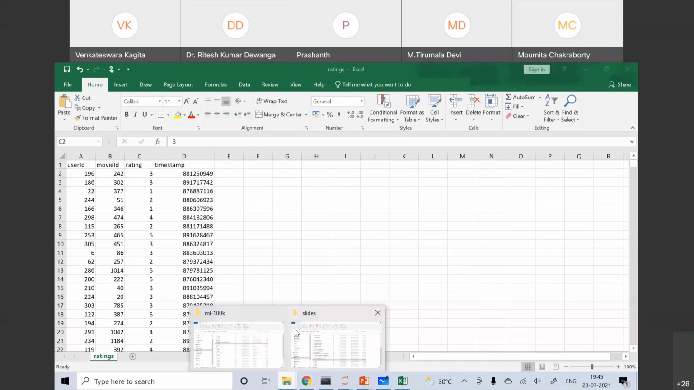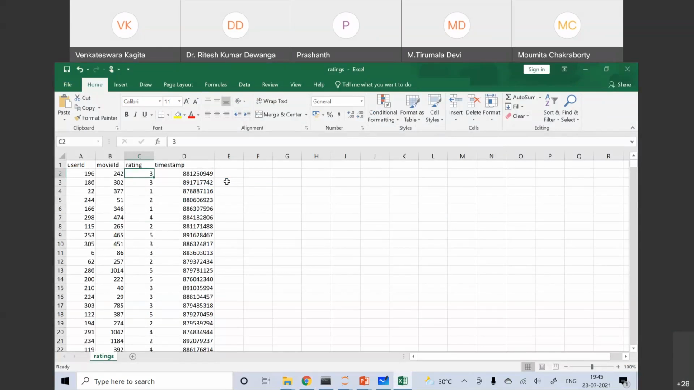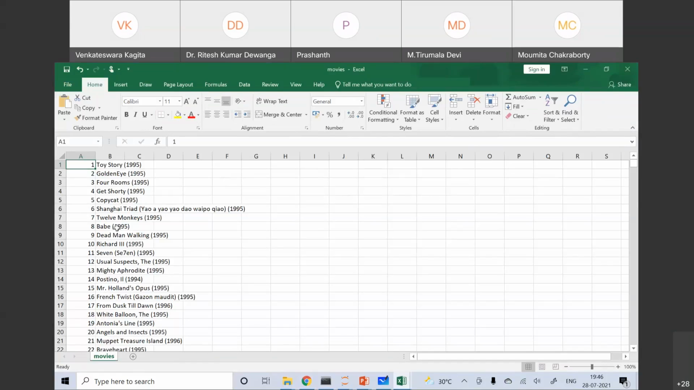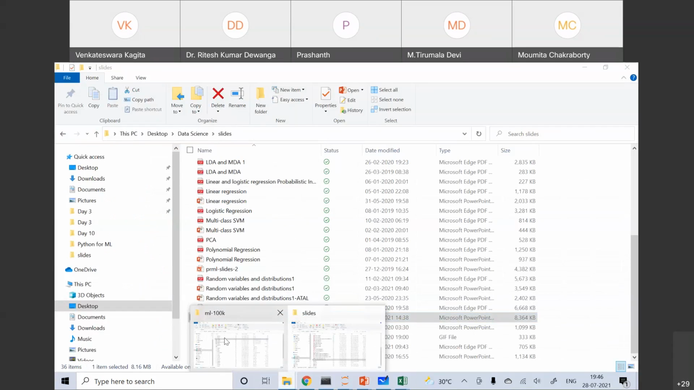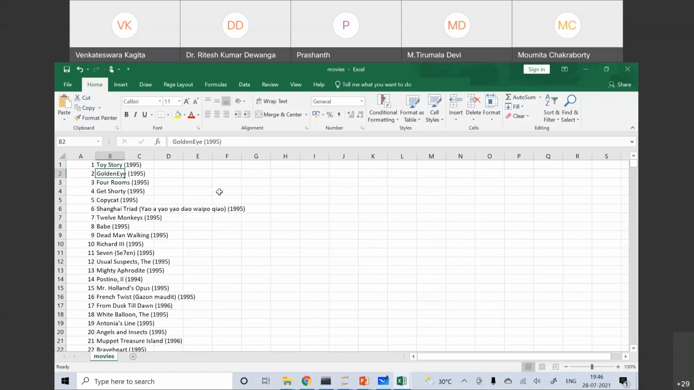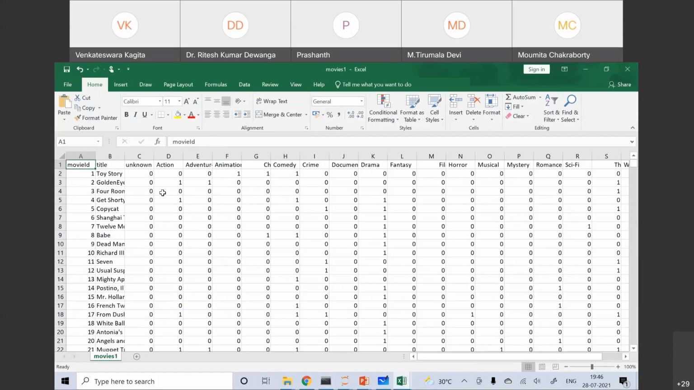And the next one is movies. So these are the movies. Actually, this actual data set is different. I think he has changed it. Let me show you that. This is how the actual data looks. You just copied the first 2 columns. These are the different genres: action is present or not, adventure is present or not, animation is present or not.